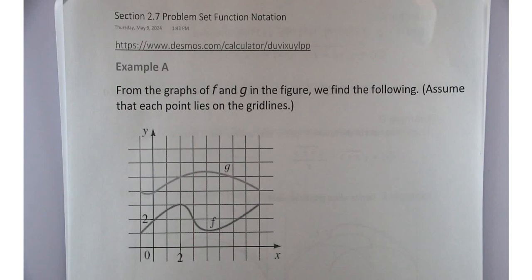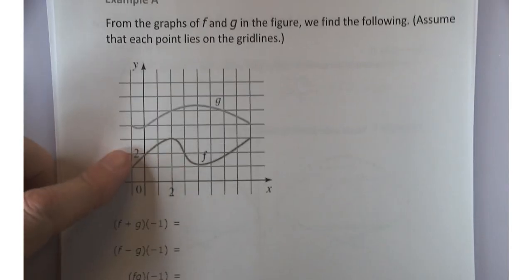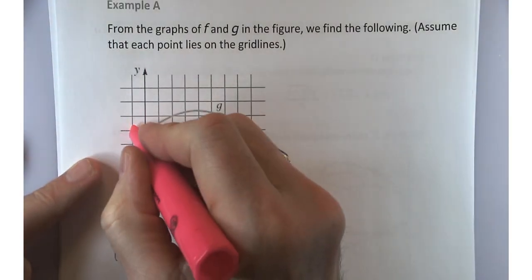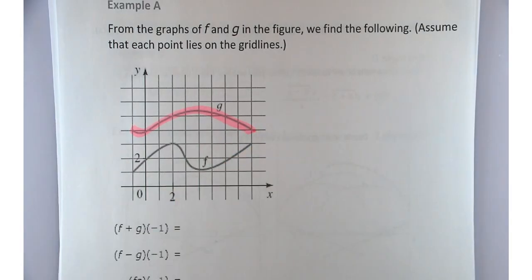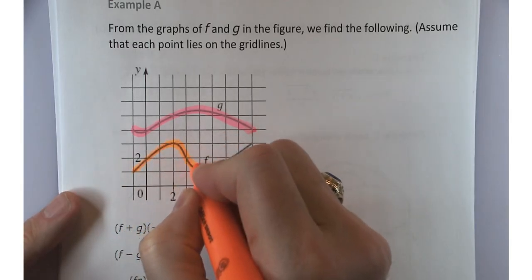A lot of what you're going to see in section 2.7 is just working with function notation, a little bit more practice with domain, and it's going to start with function notation. So we've got two functions here we're going to work with. G of x is this one. And let's do f of x in a slightly different color.